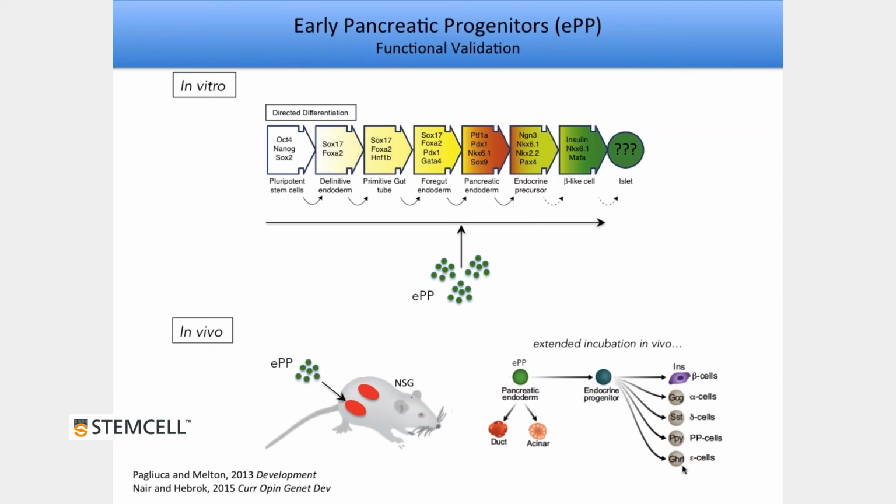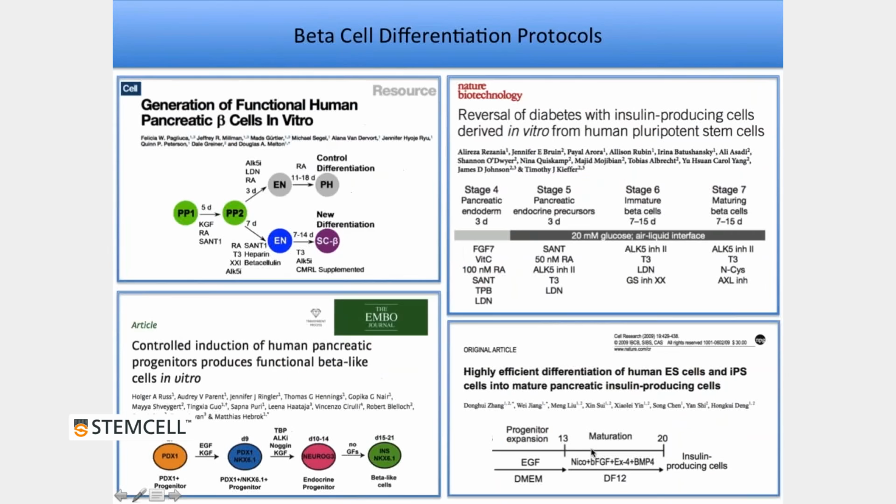The second means of doing this is to put the cells under the kidney capsule of an immunodeficient mouse and to see which of the pancreatic lineages they're able to form, so the duct, acinar, or the endocrine lineage, and within that lineage obviously the beta cells and the other hormone expressing cells.